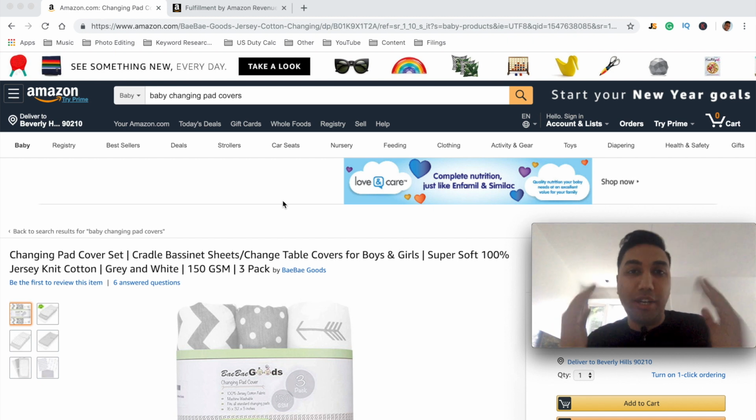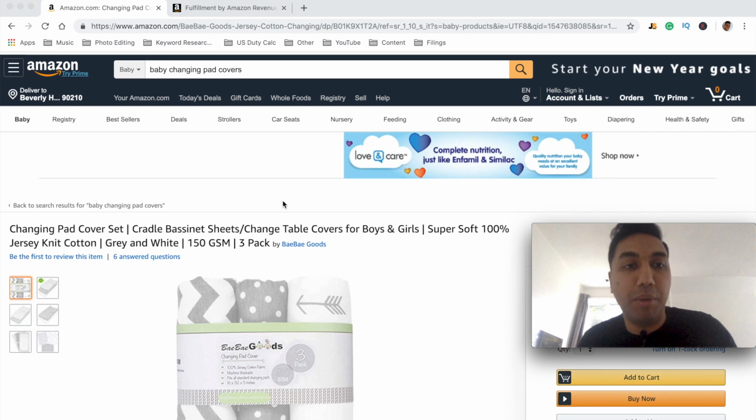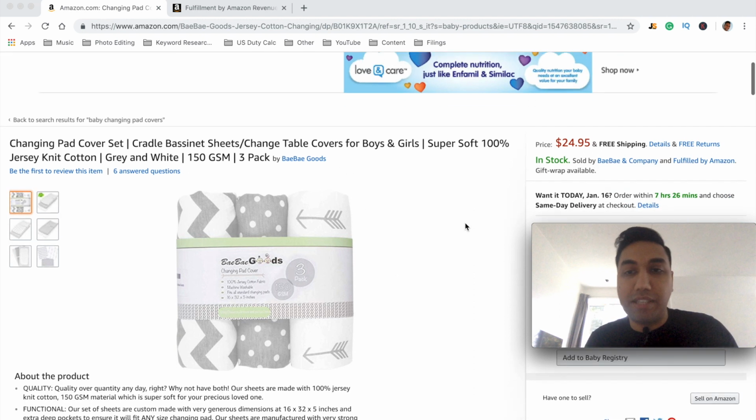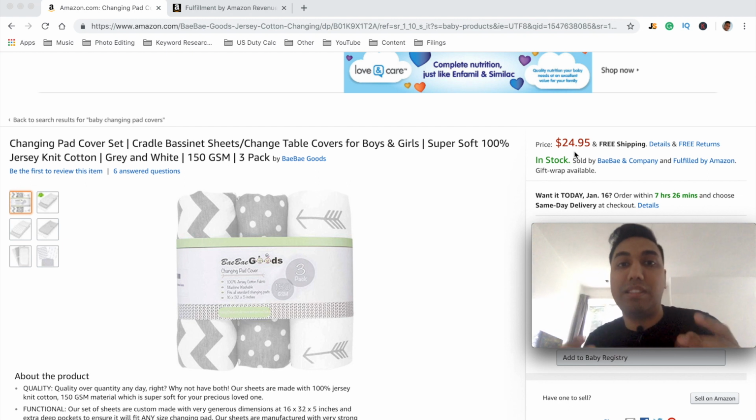Firstly, we're going to find the product, and I've looked at a product that I wanted to use as an example, and it's these baby changing pad covers. I found this one here. It's a good price, it's selling for $24.95. Ideally, my rules usually state that I want to sell something for over $30. So what I would normally do here is possibly add another cover and sell it for above the $30 mark. So we meet that criteria, so we know we're going to make a decent amount of profit.